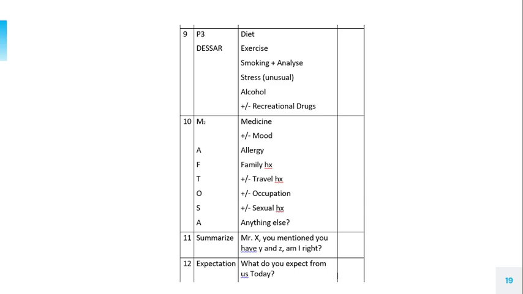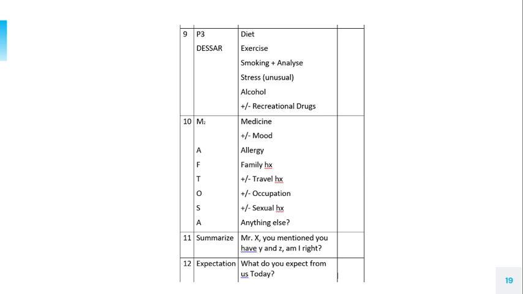Is there anything else that I've missed out on? Always add that when you're summarizing. It kind of helps you to get everything out of the patient. If you've missed out something that the role player knows you should have asked, they could probably help you if you ask, is there anything else that you think I've missed out?